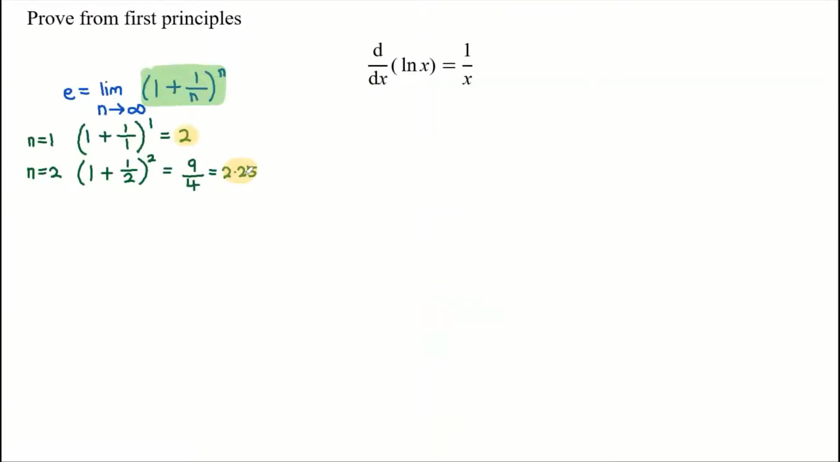Taking this definition of e, just before we start writing the proof from first principles, I'm going to take the log of this definition. Now, we know that the natural log of e is, of course, 1. So if I take the natural log of the left-hand side, e, we know that's equal to 1, but it would be the same as taking the natural log of the right-hand side.